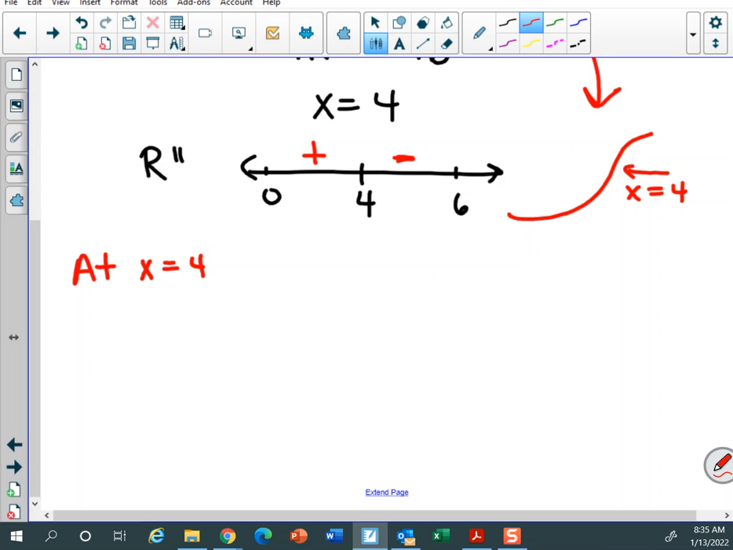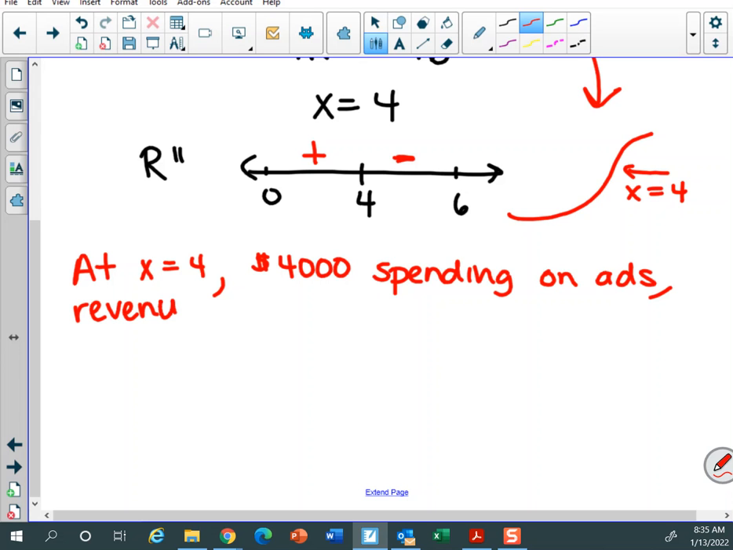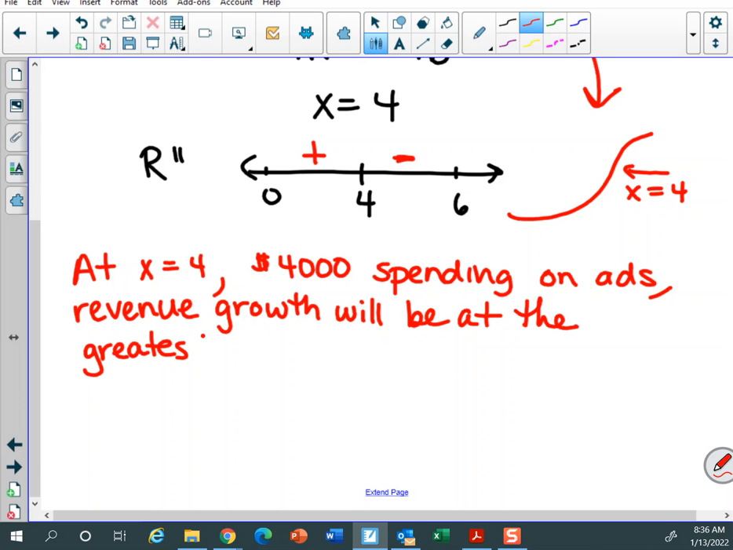So at x equals 4, which represents $4,000 in spending on ads, revenue growth will be at the greatest rate. Okay.